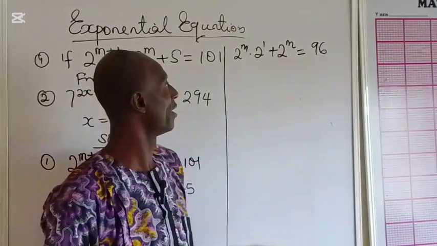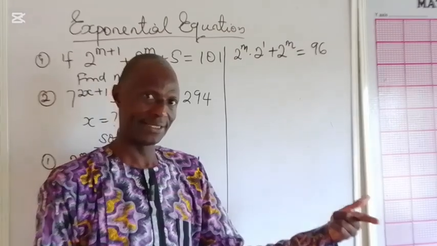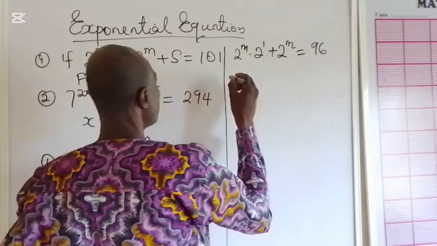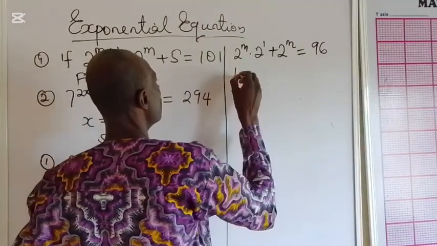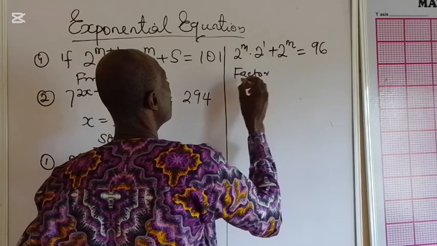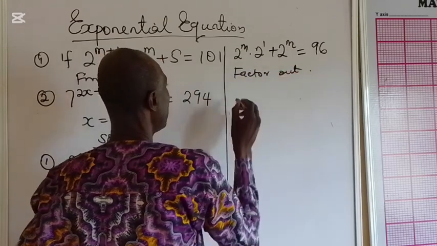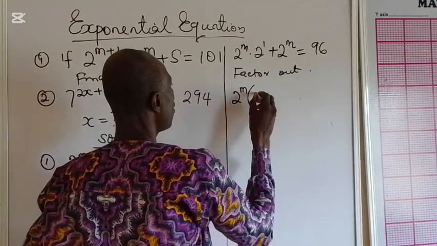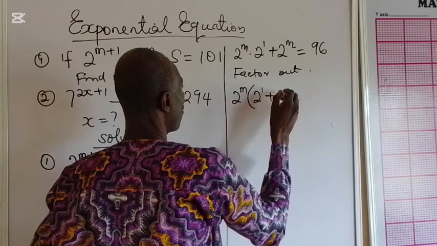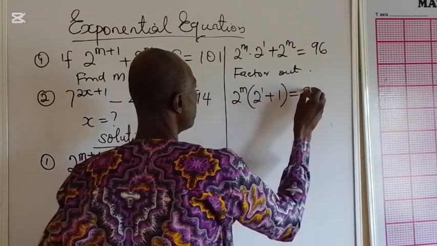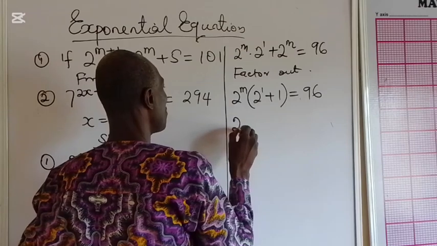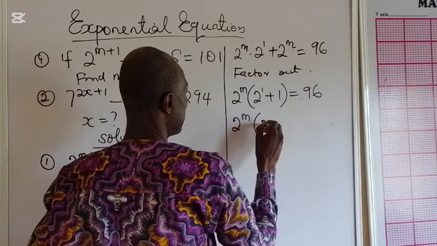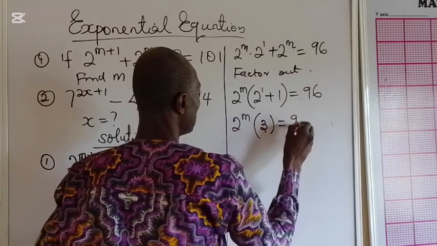But what I want to do here is factor out the common term. So 2 raised to power n is common between here and here. If I bring it out, here will be 2 raised to power 1 plus 1 is equal to 96. 2 raised to power 1 is 2, plus 1 is 3. Is equal to 96.